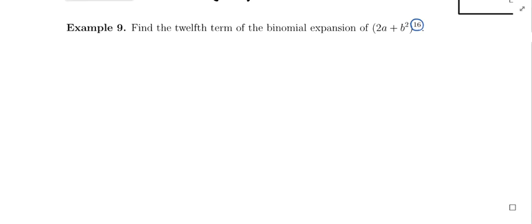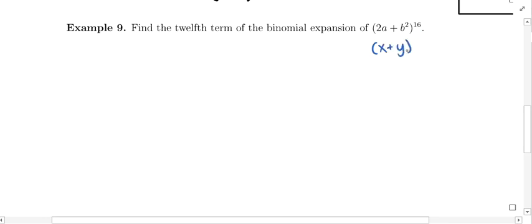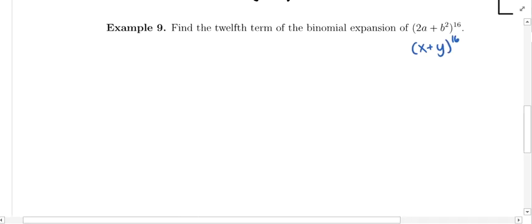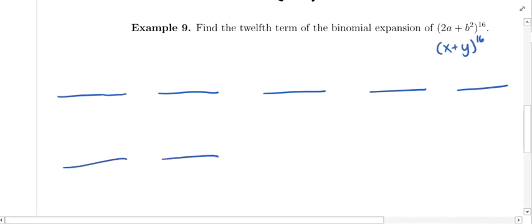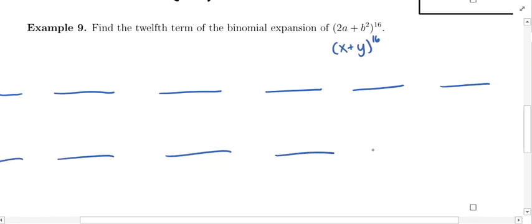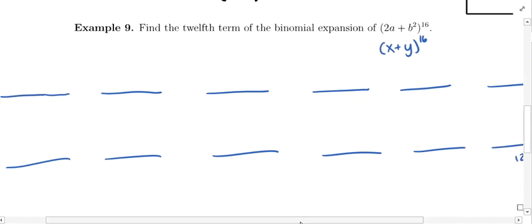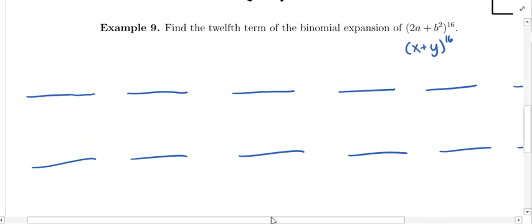Again, we are going to map it out, starting with (x plus y) raised to the 16th power. I'm going to write this out to the 12th term: 1, 2, 3, 4, 5, 6, and then 7, 8, 9, 10, 11, 12. I'm interested in the 12th term right here. I'll write this out in terms of x plus y to the 16th power, and then convert it over to the more complicated binomial.